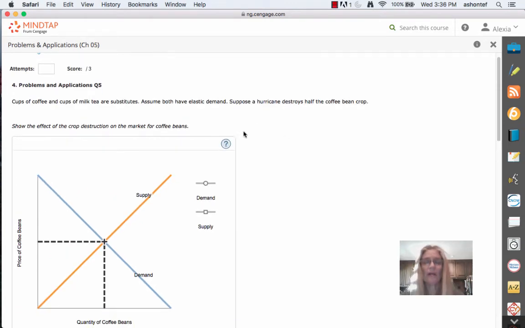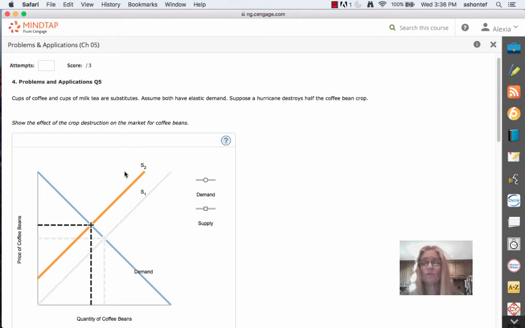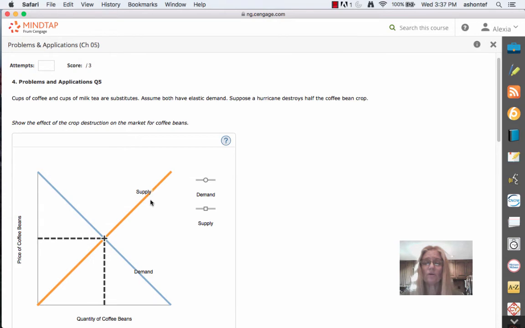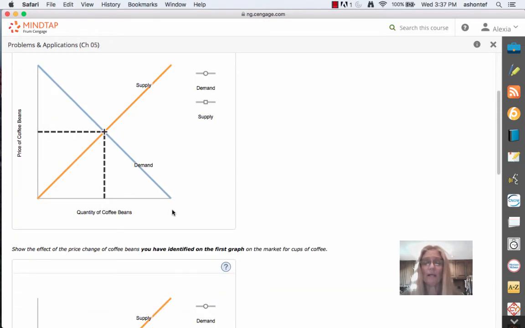Okay, so with all of that, the first part of the question asks the following: show the effect of the crop destruction on the market for coffee beans. You're told that a hurricane has destroyed half of the beans for coffee. So is that going to cause supply to decrease? You'll use your mouse to shift the curve. Or will it cause supply to increase? Whichever one you decide, half of the beans have been destroyed, so hopefully you should be able to determine what that does to supply.